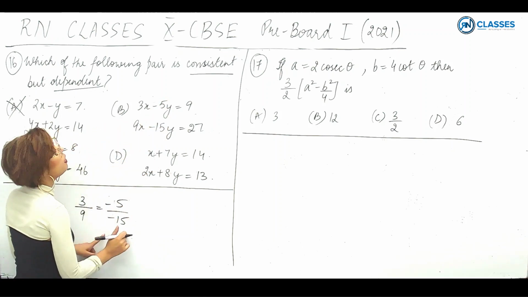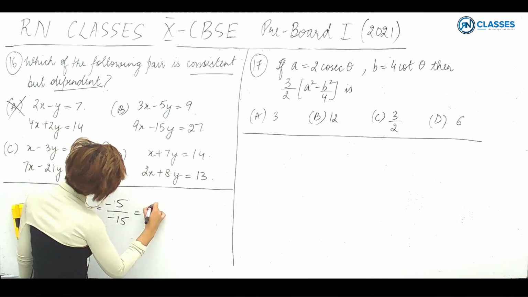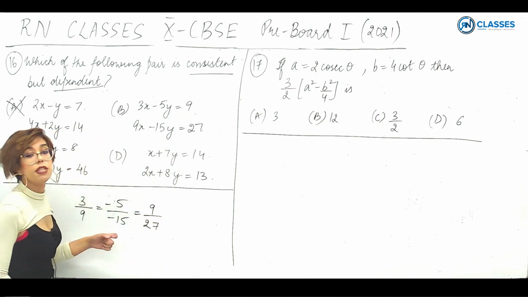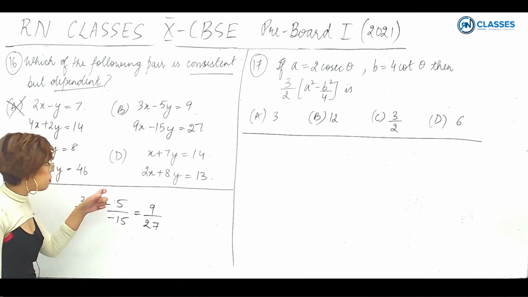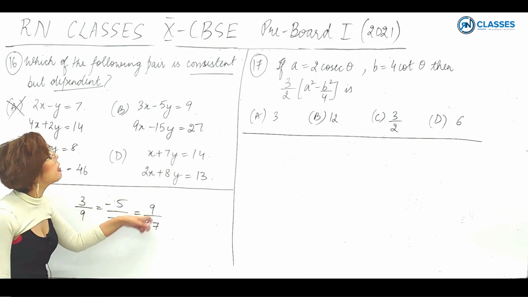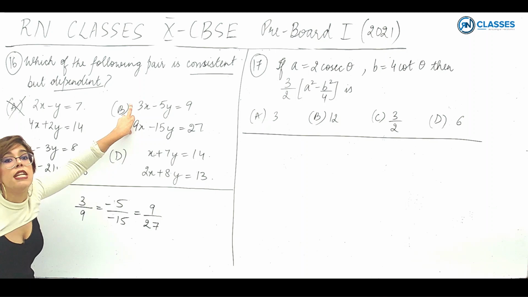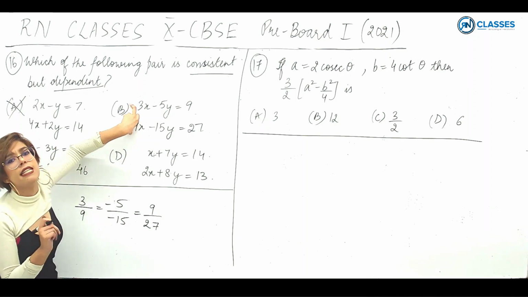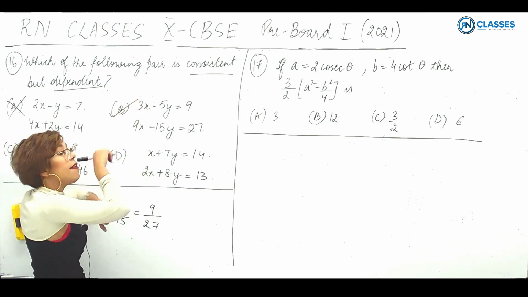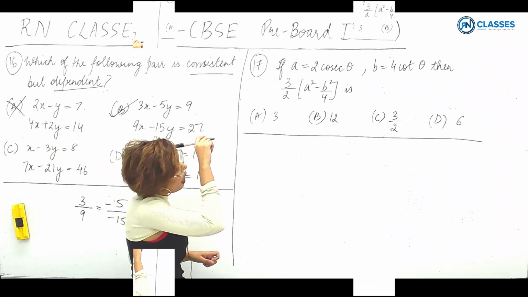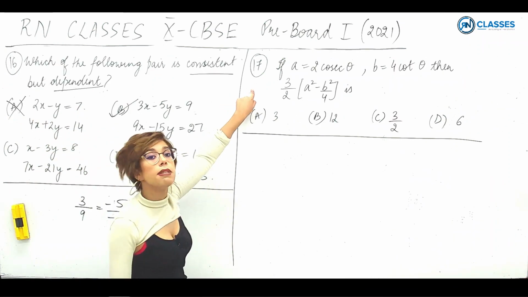These two are definitely equal. And 9 by 27 is also equal. So A1 by A2 is equal to B1 by B2 is equal to C1 by C2. That is why this pair of linear equations is consistent as well as dependent, and it will have infinite number of solutions. Now, on to the next one, question number 17.